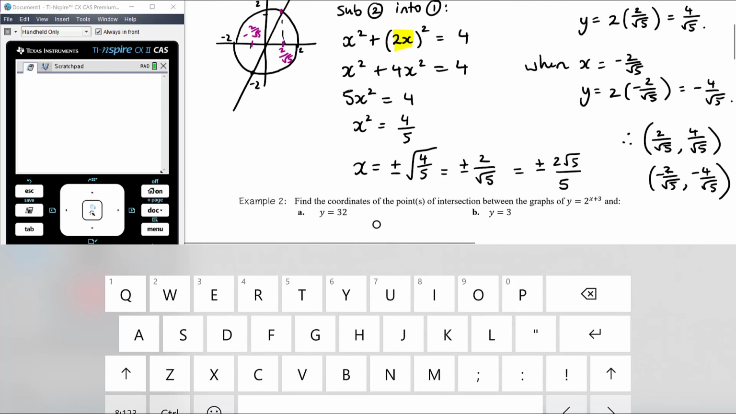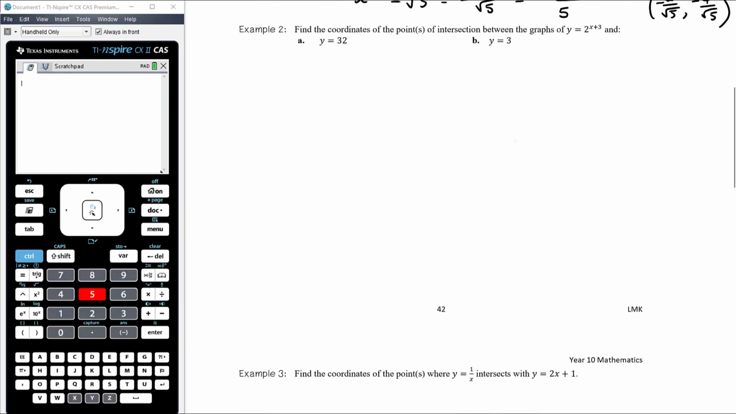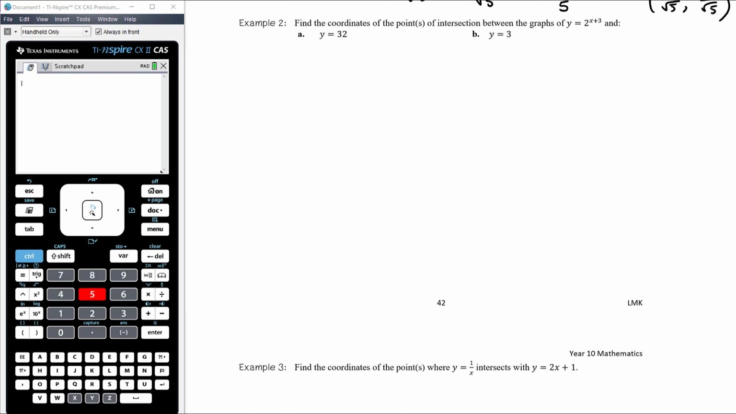Alright, example 2. Now I've realised that there's actually an error in the question here, so I'm going to use my CAS here, even though it doesn't instruct me to, because we don't actually have the tools to solve one of these equations yet, but we'll get to that in our next topic. So example 2, we want to find the coordinates of the point or points of intersection between the graphs of y equals 2 to the power of x plus 3 and y equals 32 versus y equals 3.